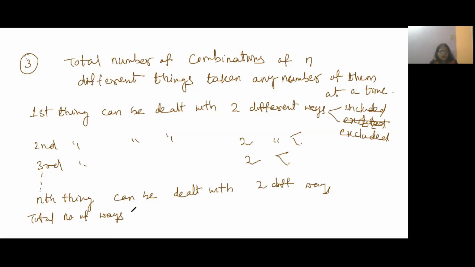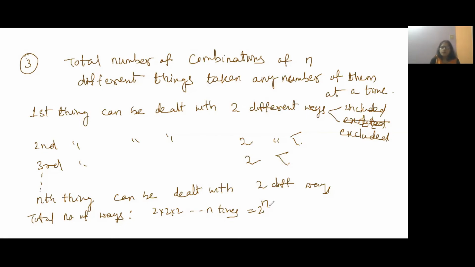I am not writing the whole thing. The total number of ways will be what? 2 into 2 into 2. We are using the fundamental principle of counting. Now this is n times. You are multiplying 2 n times, which is equal to 2 to the power n. So whenever we take the combinations of n different things, taken any number of them at a time, it is 2 to the power n. To put it in another way, if you start from at least one also.